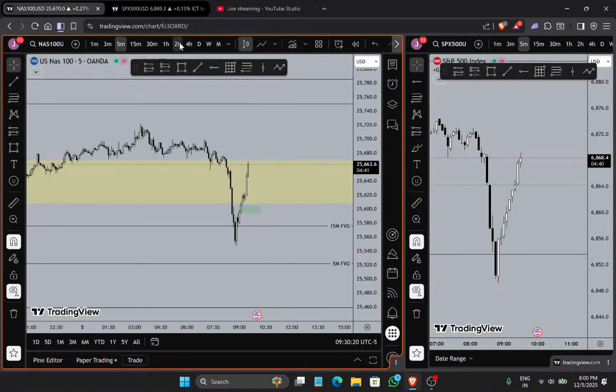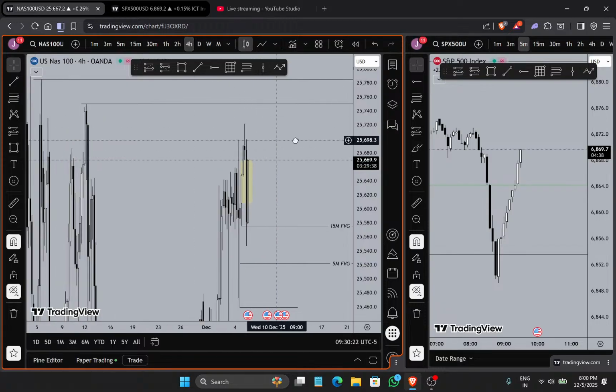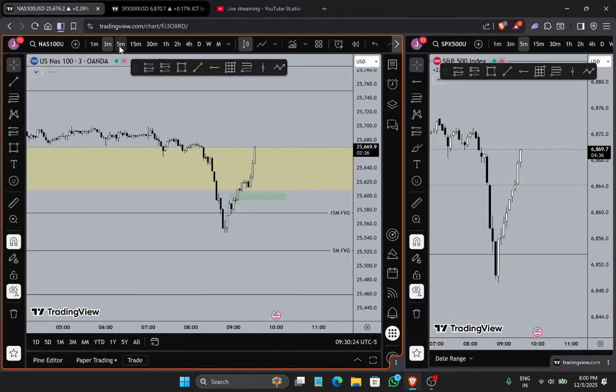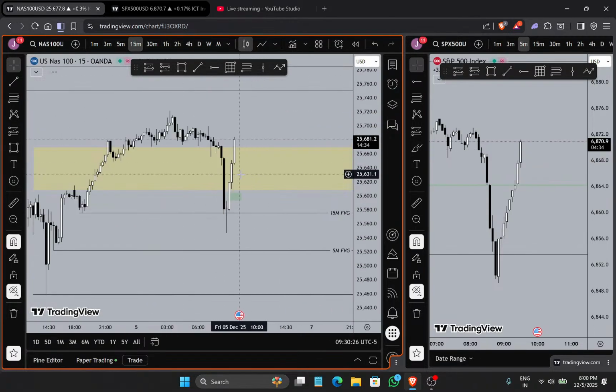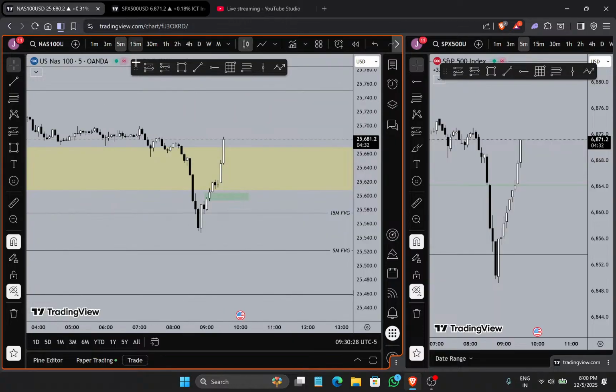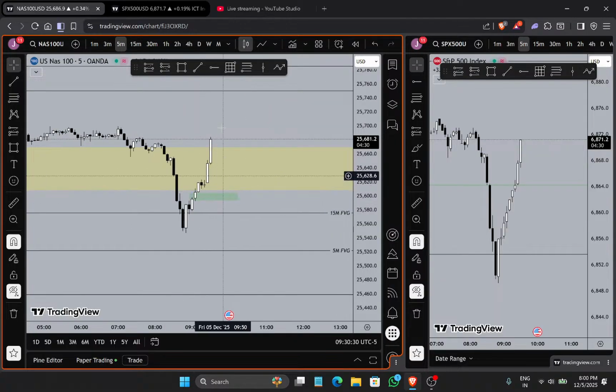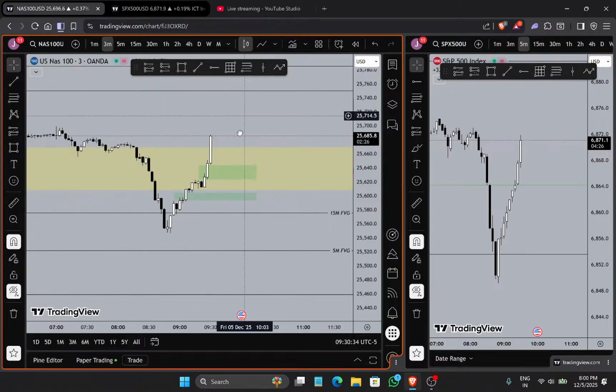So these 2 hour draws we are pushing. Let's see if we can make some 5 minute gap. Is there a gap here? There is another gap here.